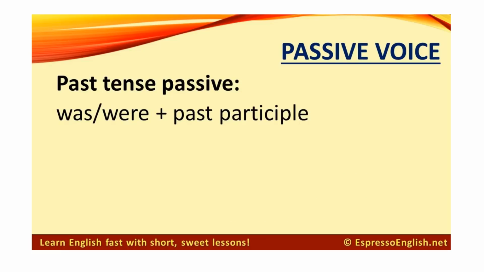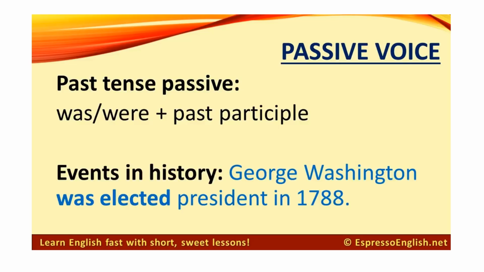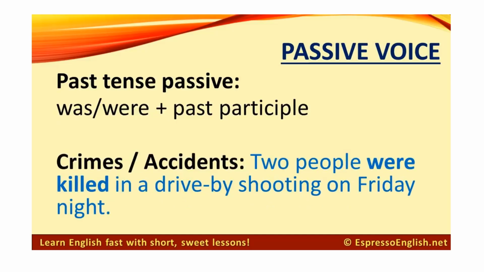To form the passive voice in the past tense, use was or were plus the past participle. We often use the passive voice in the past tense for events in history. For example, George Washington was elected president in 1788. As well as crimes and accidents.